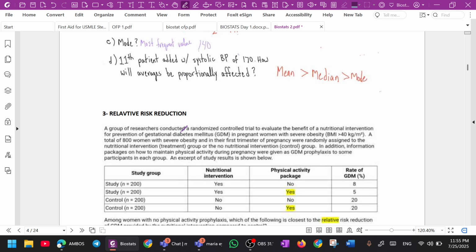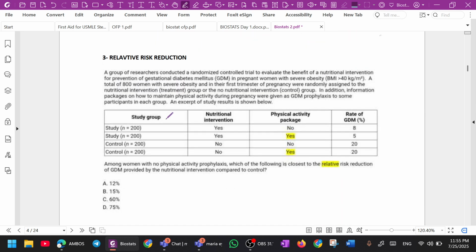Okay. Relative risk reduction. Relative risk reduction, one formula is RRR equals 1 minus relative risk, isn't it? Uh-huh.